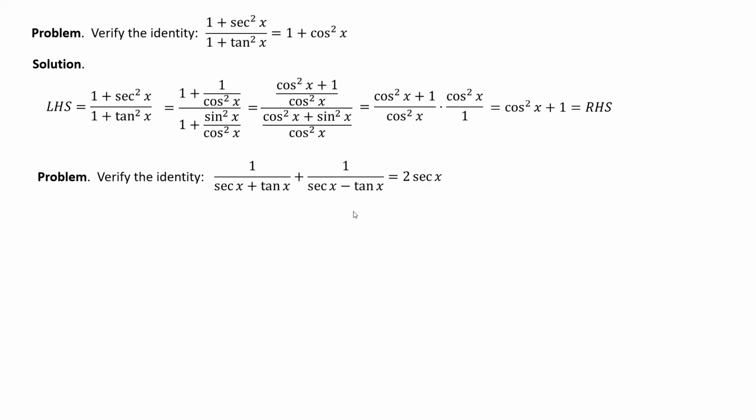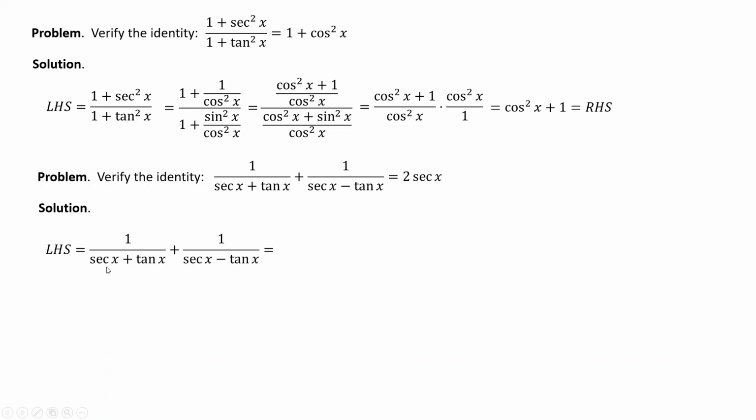Okay, verify the identity. 1 over secant x plus tangent x plus 1 over secant x minus tangent x. I like this problem. It is obvious that we would not be picking the right hand side and trying to show that that's equal to the left hand side. It's probably possible by being extremely clever, but a more straightforward method is to pick the left hand side and show that that's equal to the right hand side. And especially add the fractions. That's the strategy.